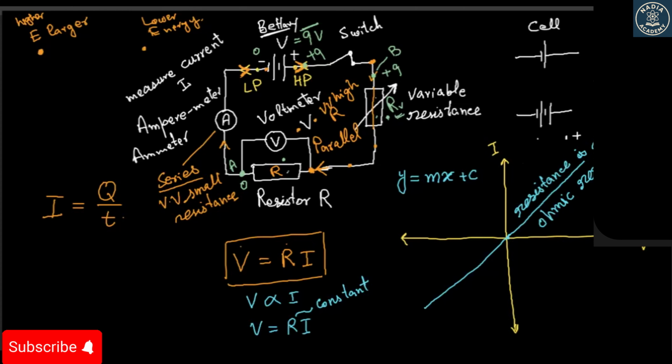When we say ohmic resistor, that means the resistor follows the law of Ohm, or you can say the resistor follows Ohm's law. So that is why it is a straight line, a straight line passing through zero. So that is ohmic. Good. Any questions so far?